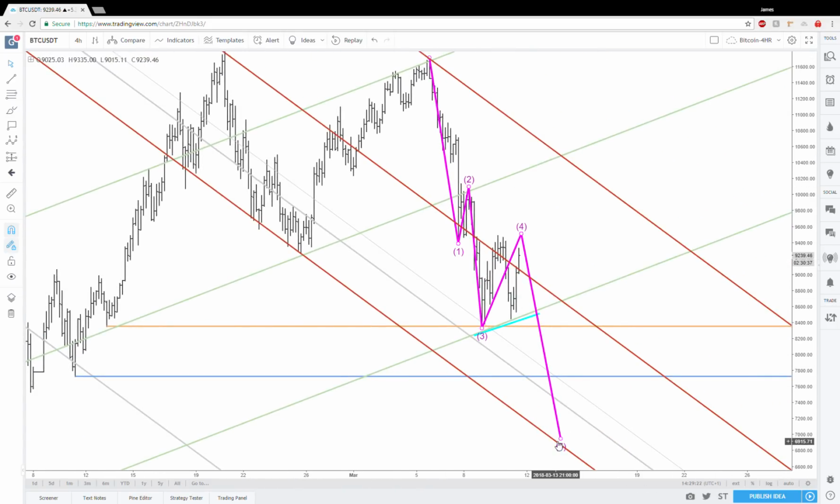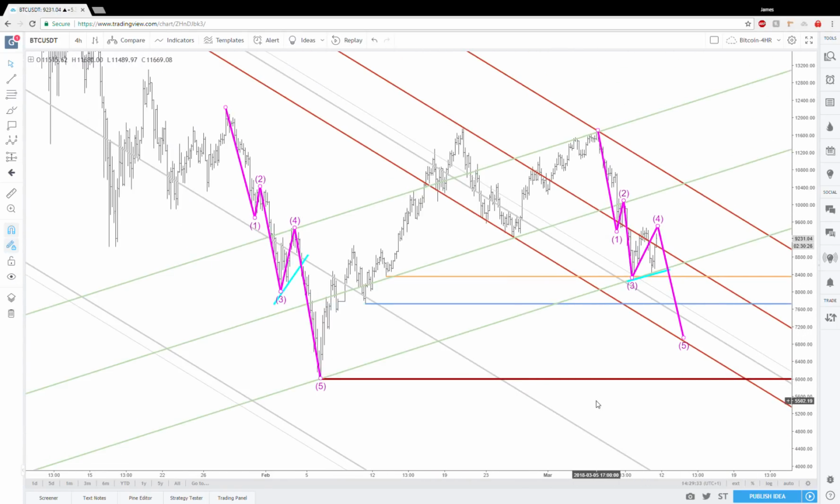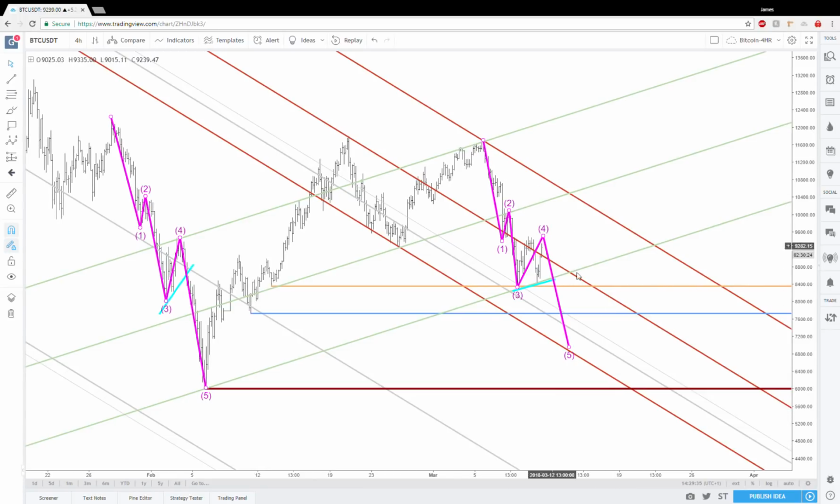We could hit this 5 area. We could hit, you know, in the 7,000s and retrace eventually, maybe in weeks, maybe in months. It just depends. This market's getting smoother and smoother as time progresses, so the volatility is kind of weeding itself out.